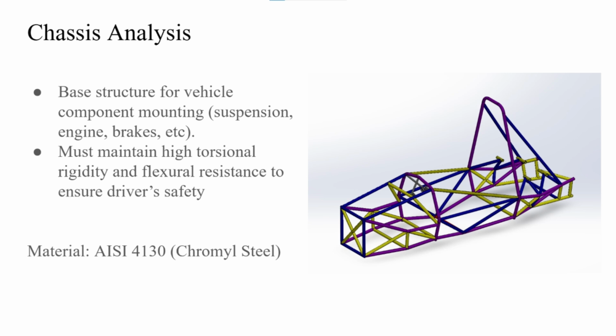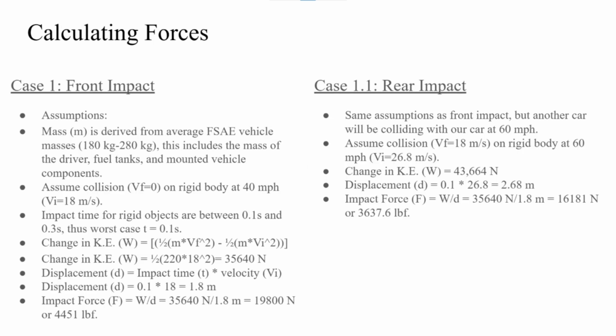The chassis is the base structure that all of the vehicle's components are mounted on. 3 static loading cases were performed. 2 are presented here, where one is the front impact if the vehicle were to collide with a rigid body at 40 miles per hour, and the second case would be if another vehicle collided with ours from the back at 60 miles per hour.